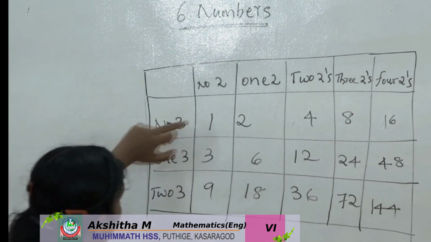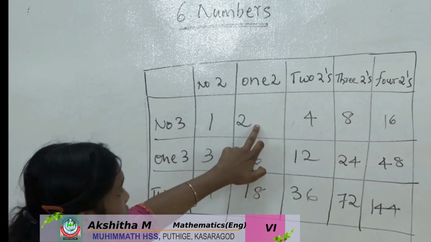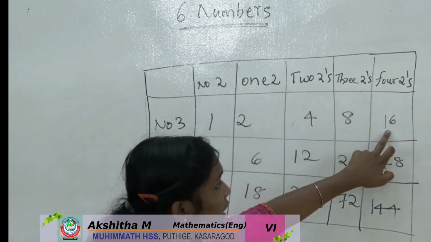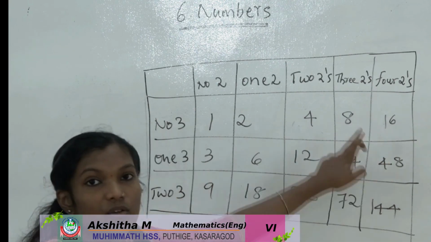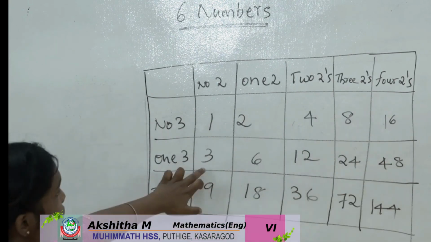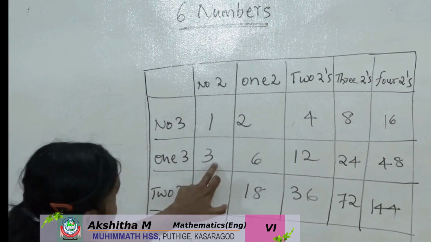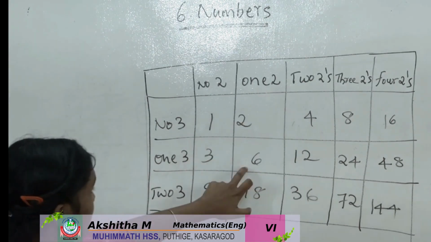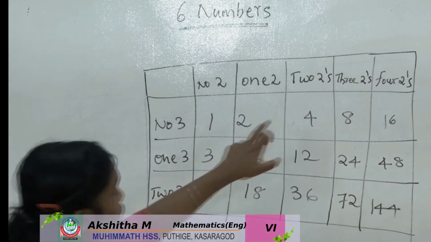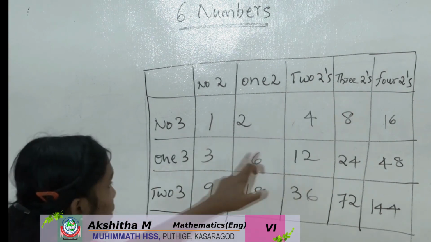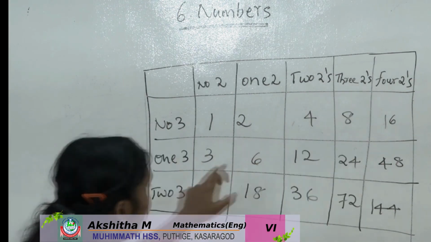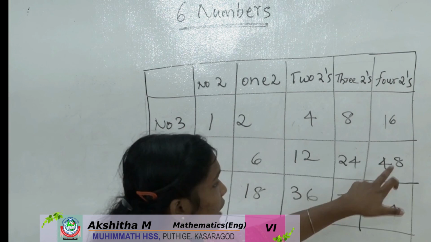Here you can see 1. Here 1 two is 2, 2 twos are 4, 3 twos are 8 and 4 twos are 16. These are the factors of 16. Look at the next one. Here 1 three is 3, 3 into 2 is 6, 3 into 2 twos is 12, 3 into 3 twos is 24, 3 into 4 twos is 48.